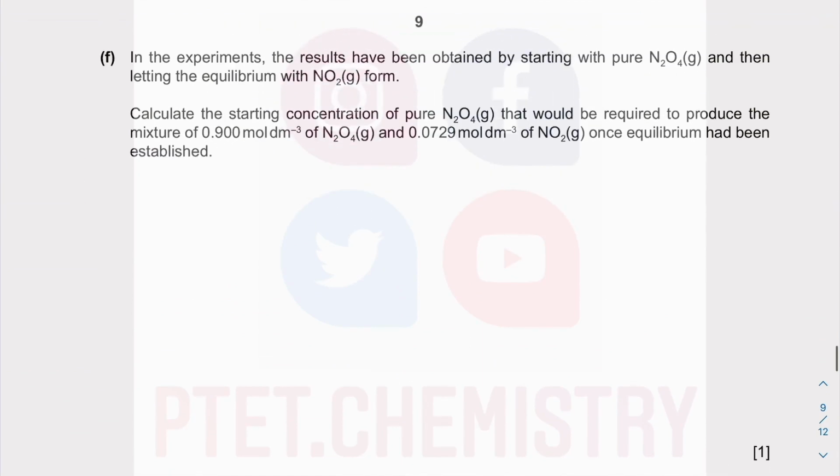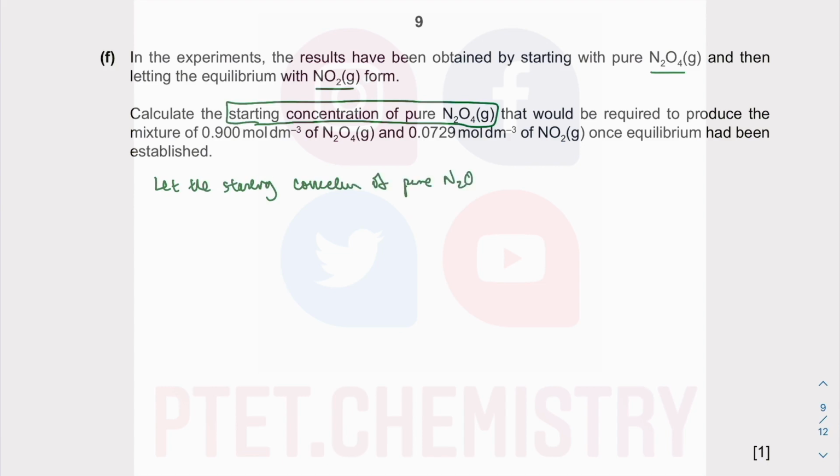This is the last question of this paper 5 tutorial. So in the experiments, you have started with pure N2O4. Start with pure N2O4, and then you let equilibrium form the NO2. So they want you to work out the starting concentration of pure N2O4. So let the starting concentration of pure N2O4 gas be X. You have N2O4 gas.